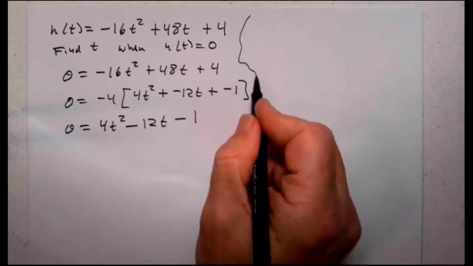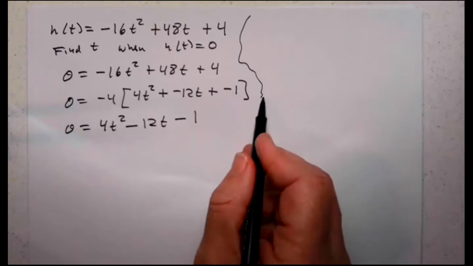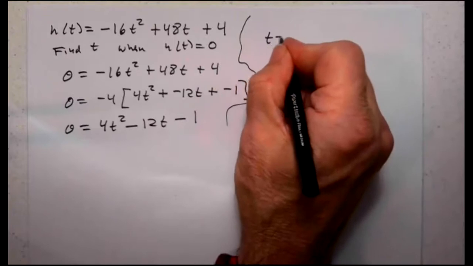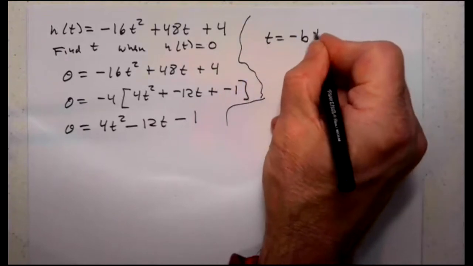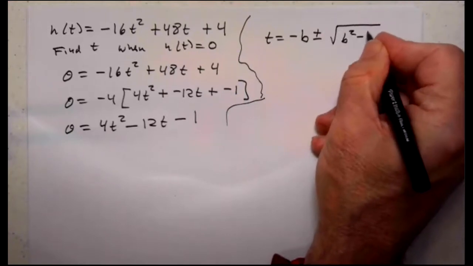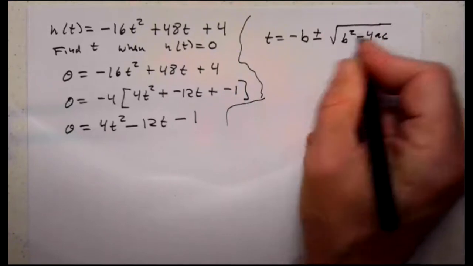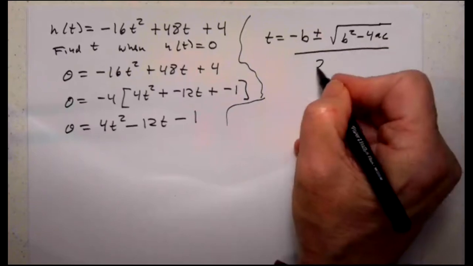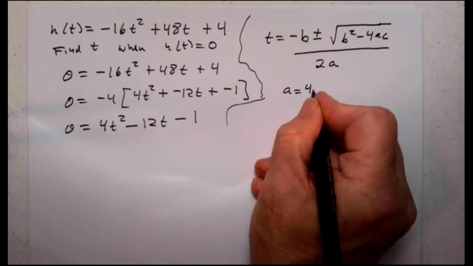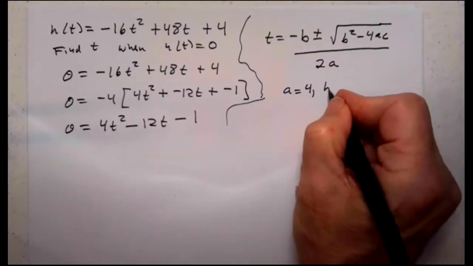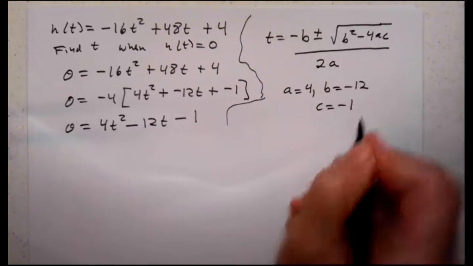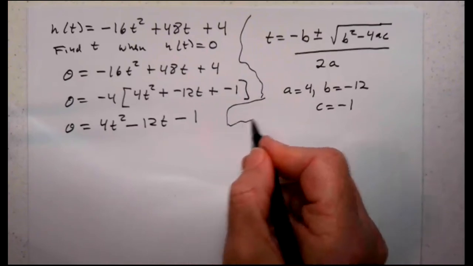And again, I think I'm going to go ahead and try to use the quadratic formula. So let's remember that t is negative b plus or minus the square root of b squared minus 4ac all over 2a. And in this case, what do we have? We have a is 4, b is negative 12, and c is negative 1. So let's go ahead and try to solve this.